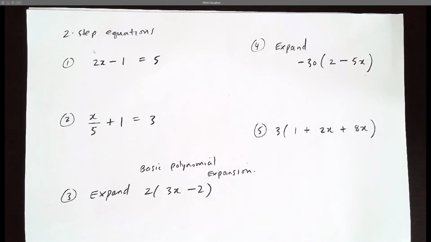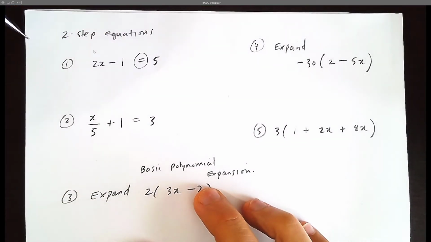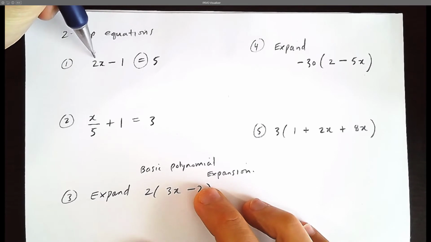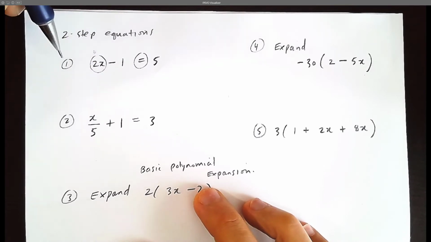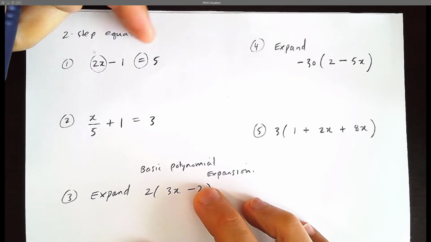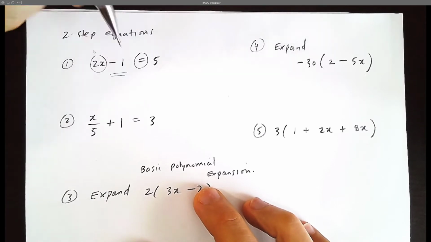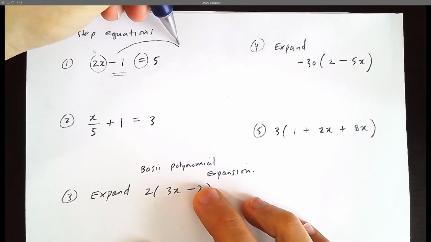Let's practice some two-step equations. We have an equal sign here, so we have an equation. We want to get x all by itself. So why don't we add 1 to both sides? Essentially, mentally, look at this -1 here. We're going to throw it over the equal sign.